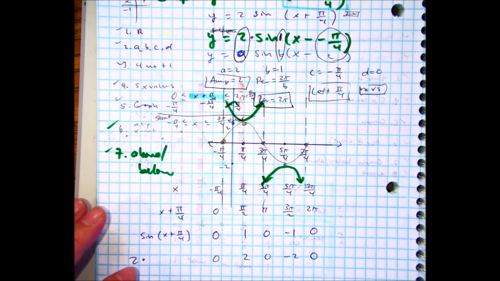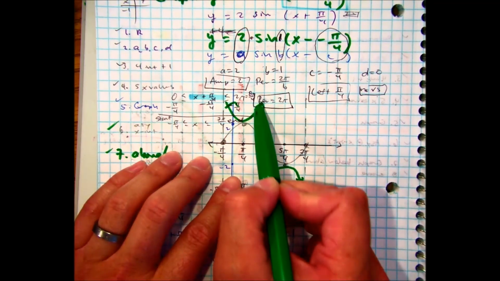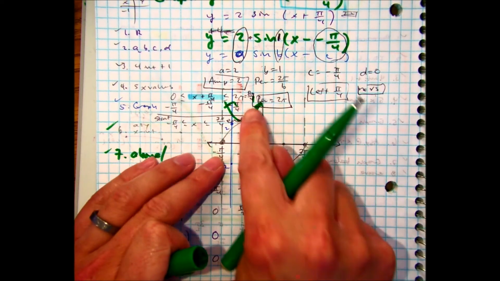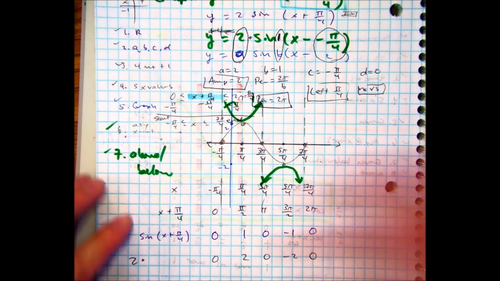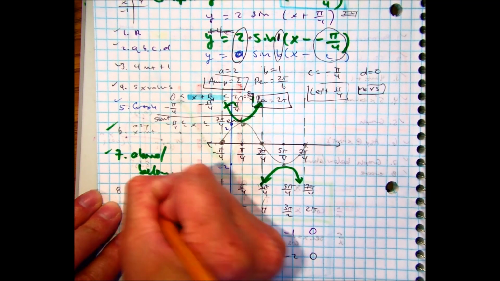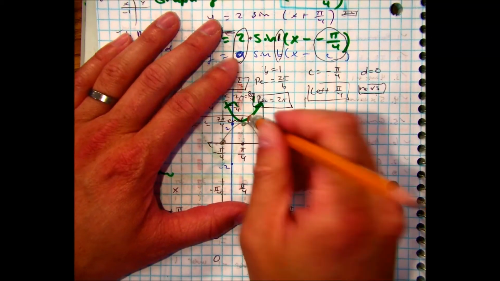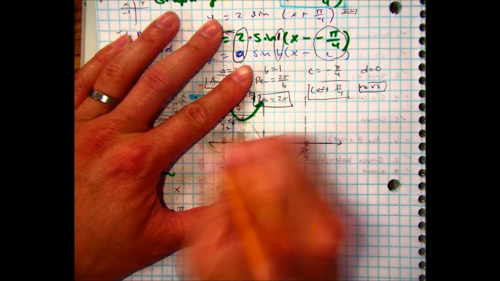Class, how many periods did I graph? 1. Yeah, this is really 1 period, 2 pi. And then lastly, we just have to what? Erase. Go back and use a nice eraser.